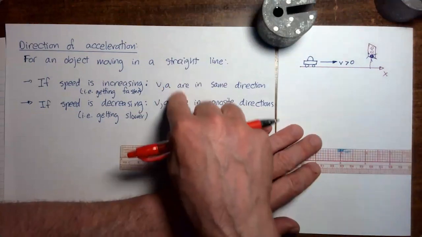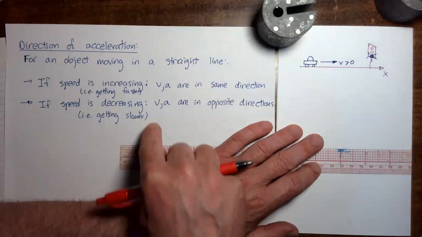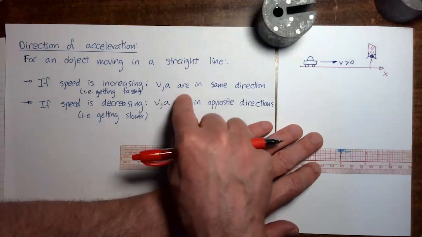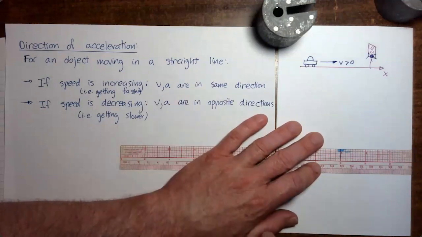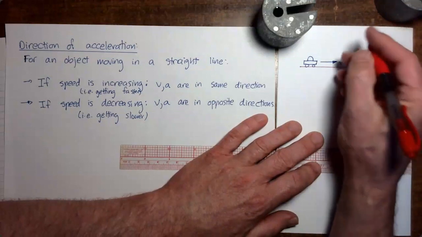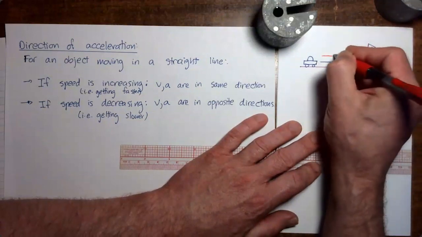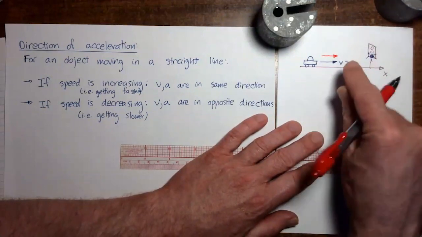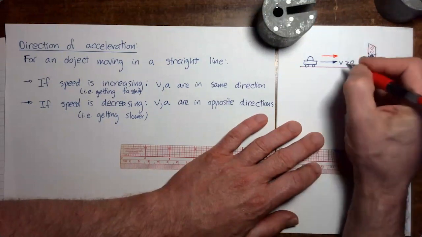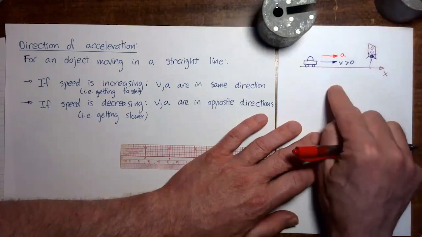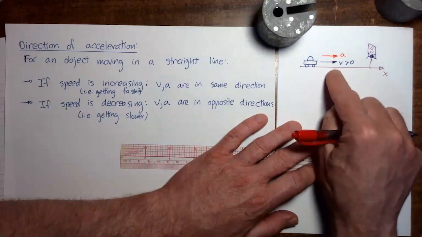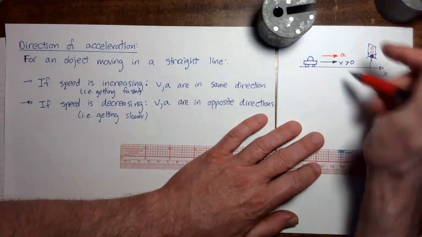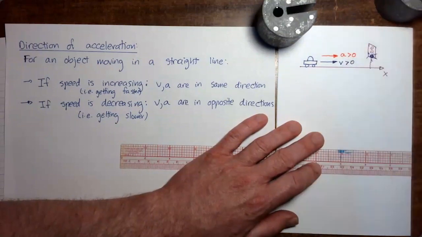Now, according to this, if the speed of the object is increasing, the velocity and acceleration are in the same direction. So since the car's speed is increasing, the acceleration is in the same direction as the velocity. So since the acceleration is now in the same direction as the plus x direction, the acceleration is positive as well.